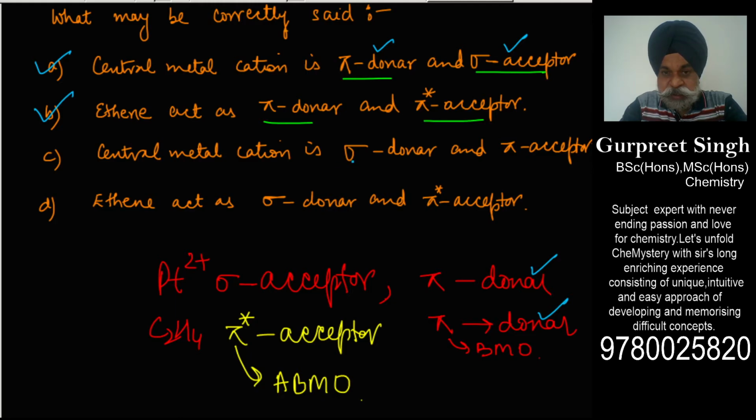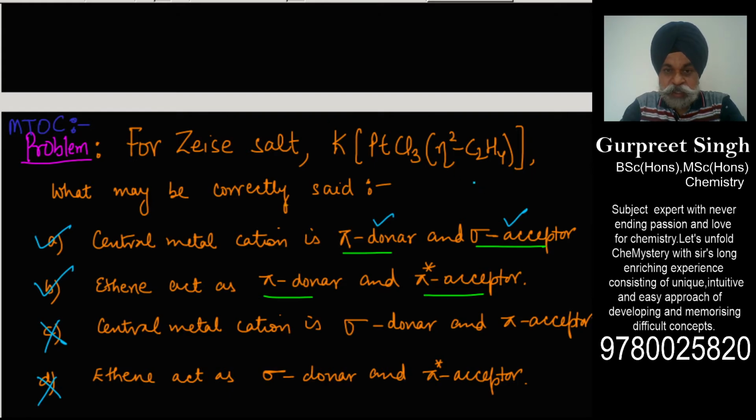Central metal cation is sigma donor. No, it is not sigma donor. It is pi donor, and ethene is sigma donor. No, this also is a wrong statement. So these two are wrong options. So the answer to this question happens to be A and B. This is a very important question.